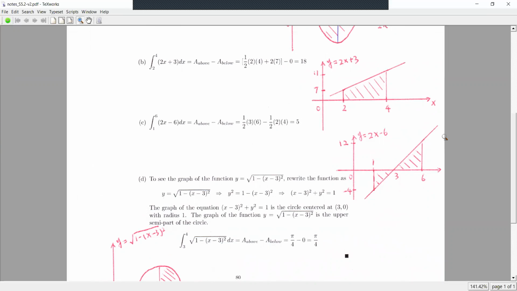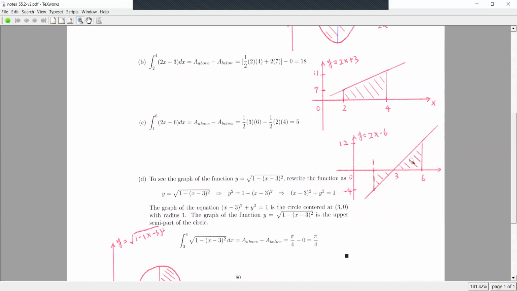The region between the graph of the function and the x-axis and between 1 and 6 is the shaded region here. This integral is the area of this shaded region: total area above minus total area below.